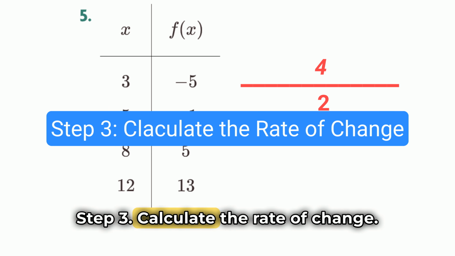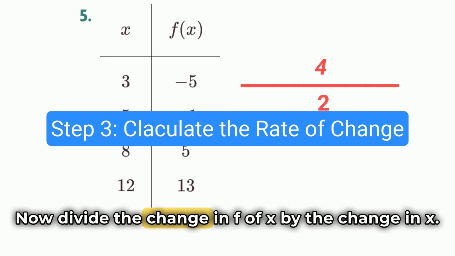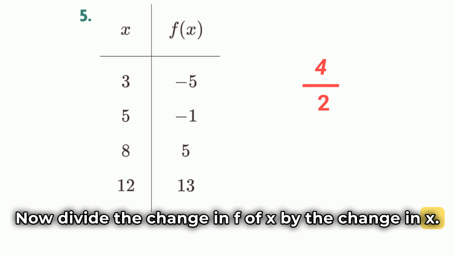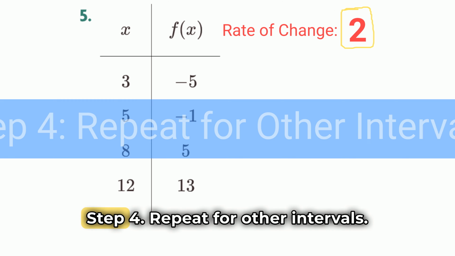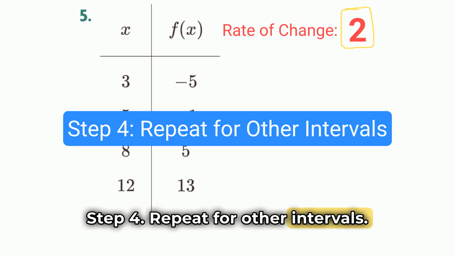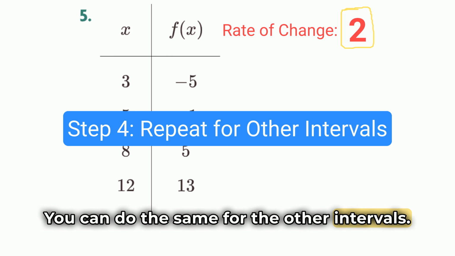Step 3. Calculate the rate of change. Now divide the change in f of x by the change in x. The rate of change is 4 over 2, and 4 over 2 equals 2. Step 4. Repeat for other intervals. You can do the same for the other intervals.